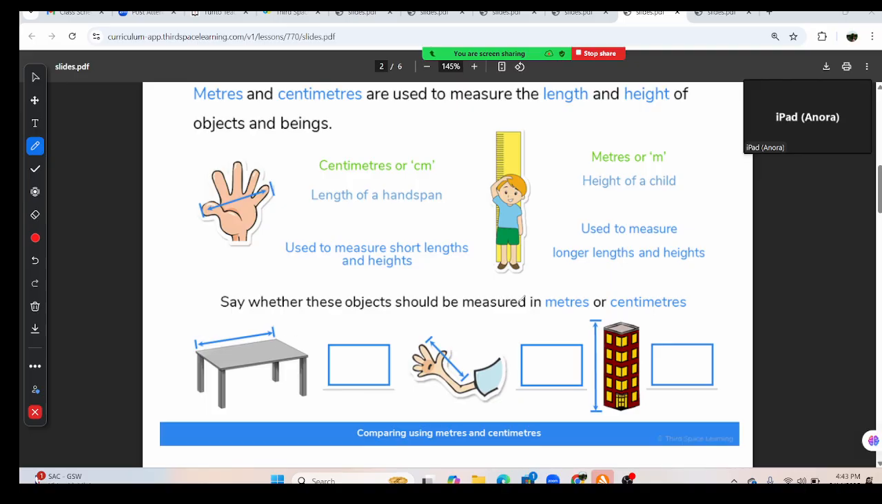Centimeters. Good. The distance from this to this. Centimeters. Good. This, meters. Very good.